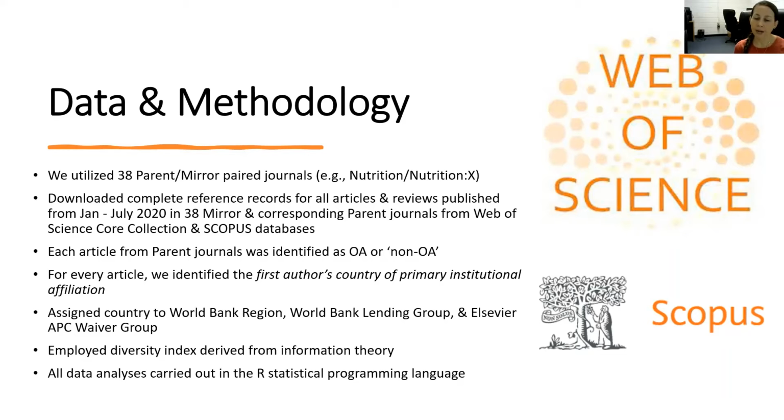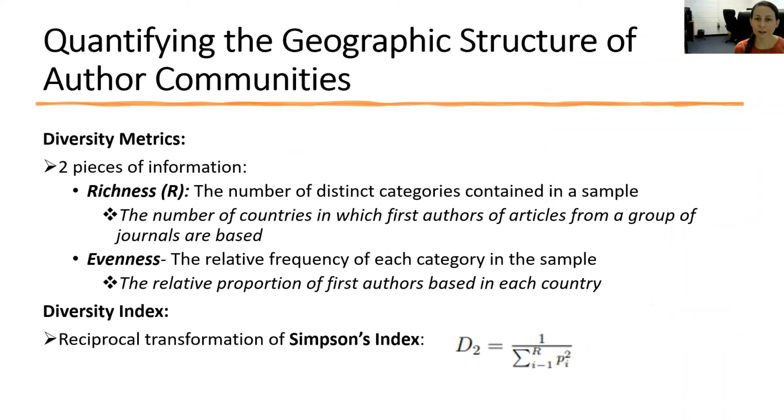And then we identified where the first author's country of primary institutional affiliation was. We assigned this based on the World Bank region where the country was located, the lending group or national income level, and the potential Elsevier APC waiver group. We're going to talk about waivers a little bit later. Once we had all this information, we could use diversity indices to identify changes in diversity. And we used R to collect and analyze all of our data.